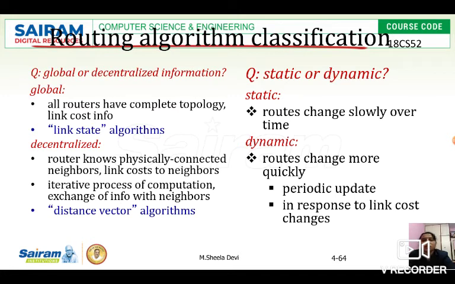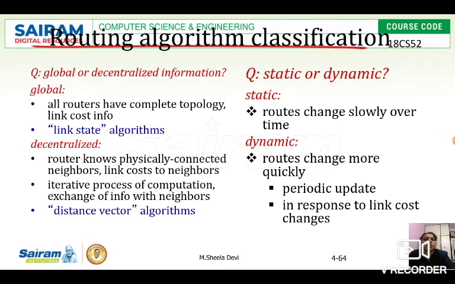Decentralized is where routers are physically connected only to their neighbors. They will not know about the entire network. Every node or router will not have the knowledge of the entire network. It will have only the knowledge of the cost to reach its own neighbors. That's it. That is decentralized routing.